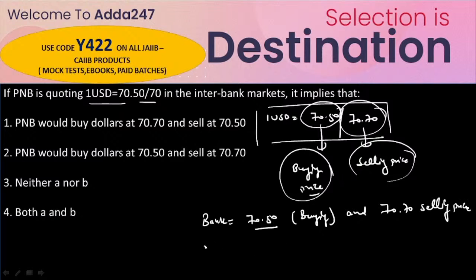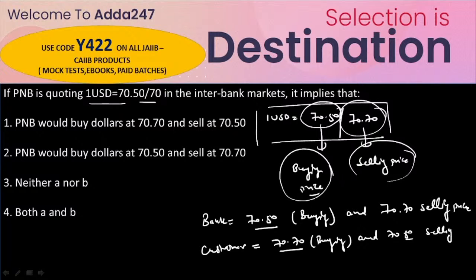Fine. And for the customer, 70.70 would be the buying price, and 70.50 would be the selling price. Okay, I hope this concept is now clear. So if PNB is quoting in the interbank market, it implies that PNB would buy dollars at 70.50 and sell at 70.70. Okay, so the answer would be the second. I hope it is now clear for everyone.